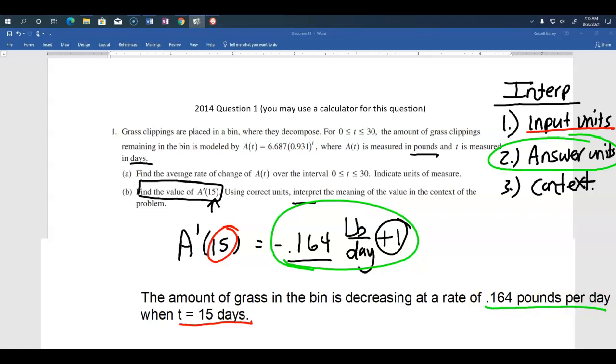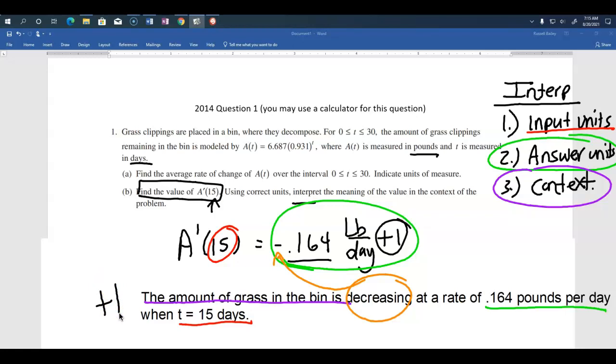Finally, we have the context. In other words, what's this story problem about? Well, this story problem is about the amount of grass in a bin. Now, there's one final detail in this interpretation that matters, and it's this word right here. I want to circle it. I'm going to draw a line to that negative there. Since my rate is negative, that means the amount of grass is decreasing. If I had a positive rate there, then I would say increasing. Okay? So that's how you do an interpretation. Your interpretation here could be worth 1 point or it could be worth 2 points, depending on whether they want to count the units here or not.